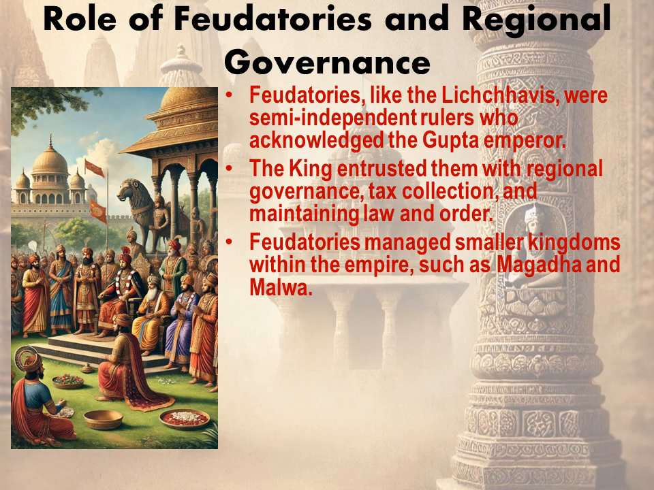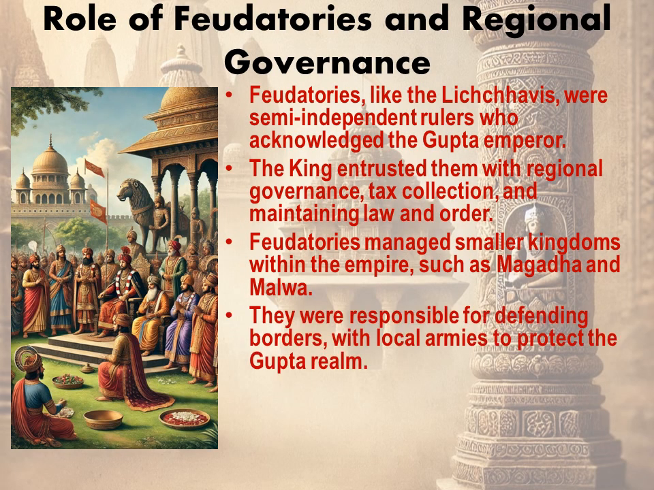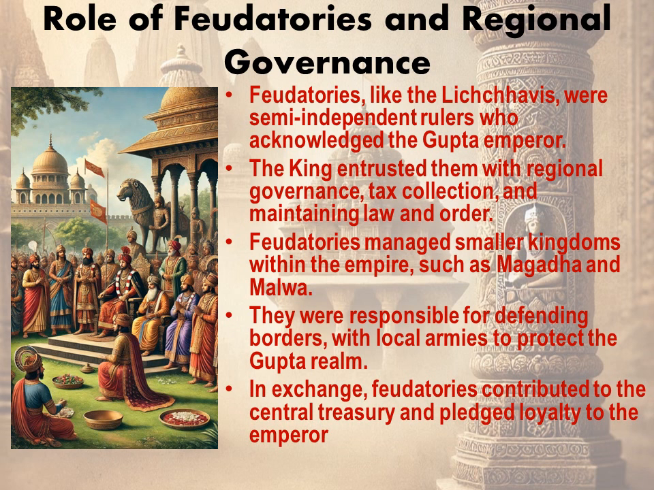Feudatories managed smaller kingdoms within the empire, such as Magadha and Malwa. They were responsible for defending borders with local armies to protect the Gupta realm. In exchange, feudatories contributed to the central treasury and pledged loyalty to the emperor.